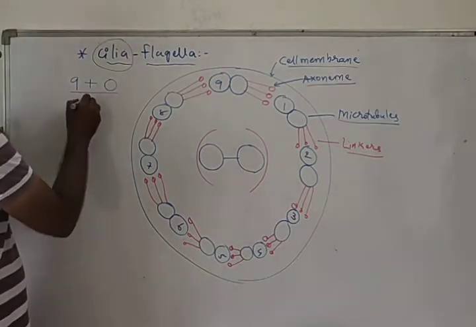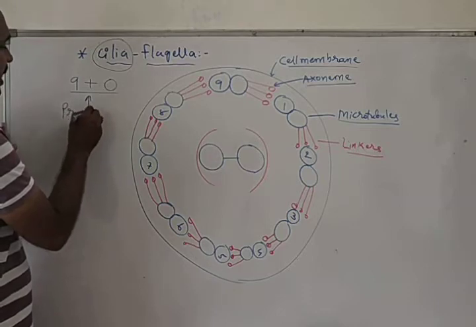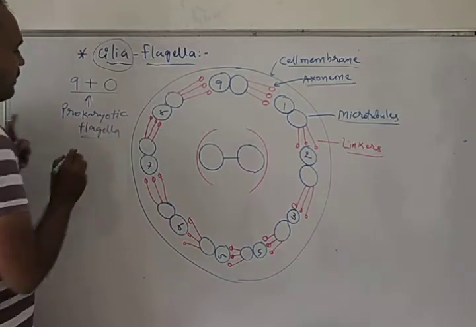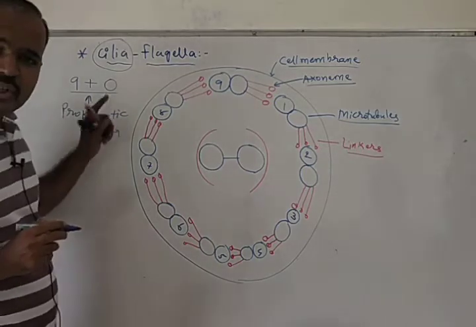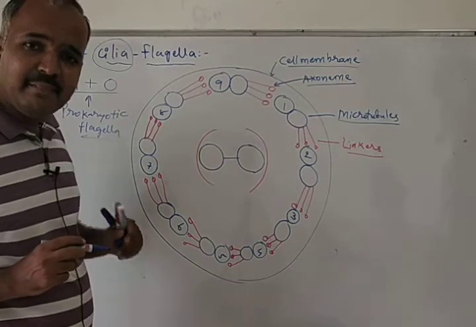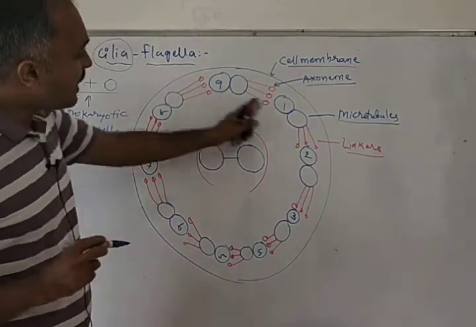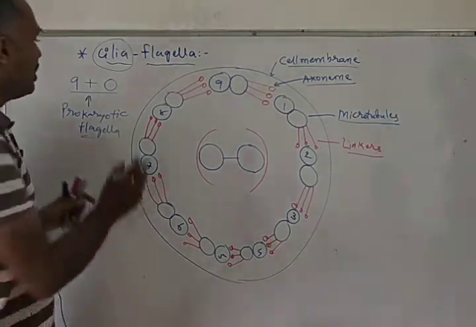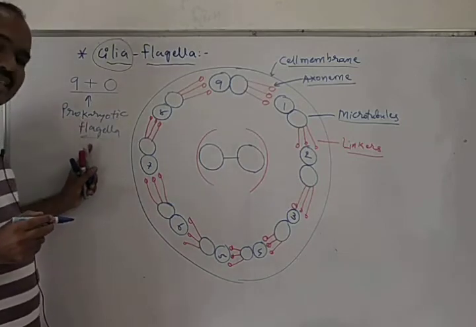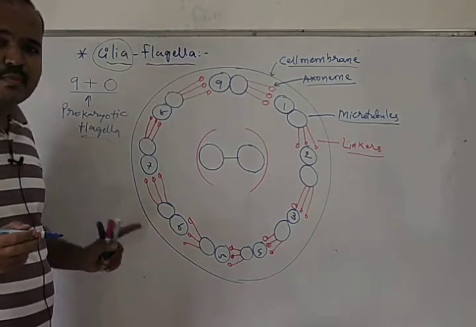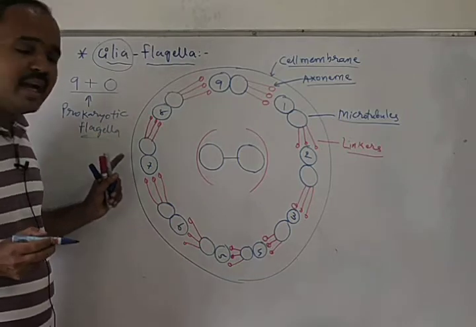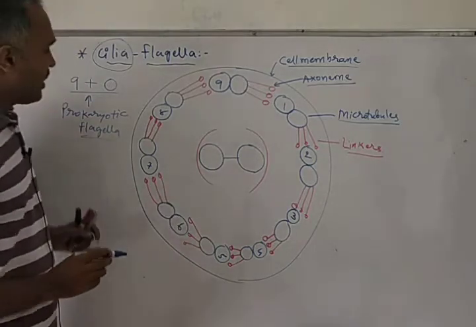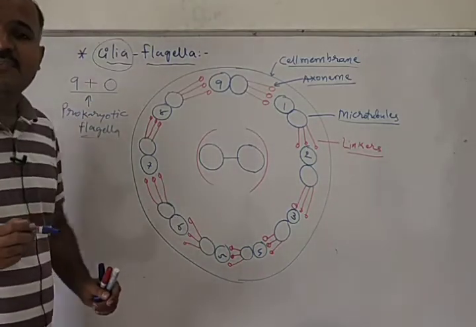So this flagella is known as prokaryotic flagella. Prokaryotic flagella has a 9 plus 0 type of arrangement. Why? Because the peripheral part has 9 doublets and the central part has nothing, so there is 0. So prokaryotic flagella has which type of arrangement? 9 plus 0 type of arrangement. Why? Because in the central part nothing is there, and the peripheral part has 9 doublets of microtubules.